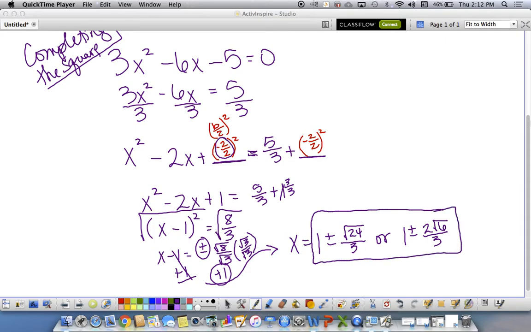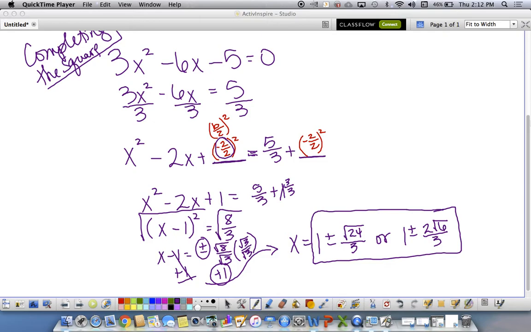Either one of these is correct. The one on the right is a little more simplified. They don't have to be perfect. And that's generally why we use completing the square or the quadratic formula, because they're going to have square roots, and that's just going to happen. So completing the square, the x squared must be by itself. All right?